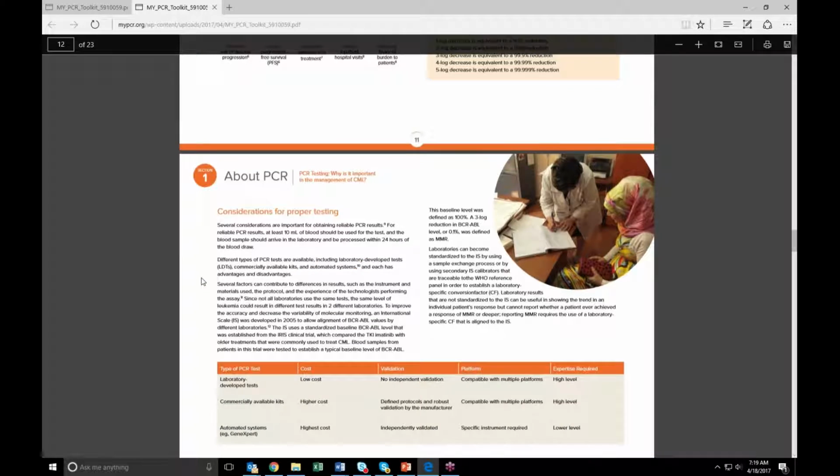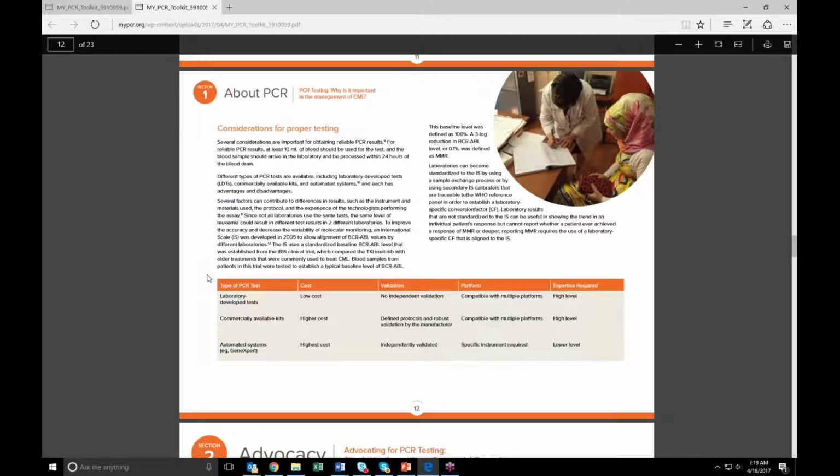So we felt it was important to communicate this in as clear a way as possible through the infographics that we've chosen. And we've also included information about different approaches to testing, recognizing that in different parts of the world there are different approaches to testing used. But the most important thing is that testing is done according to the international standard.